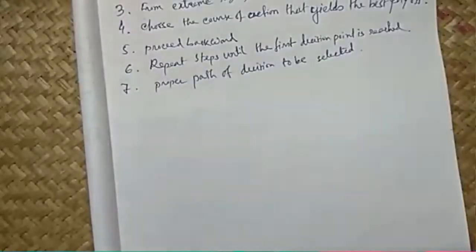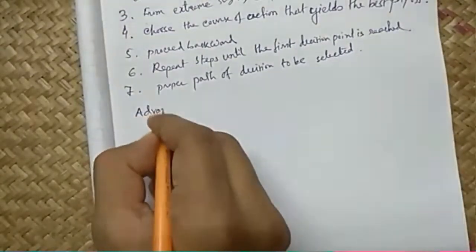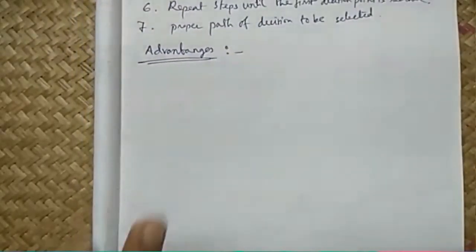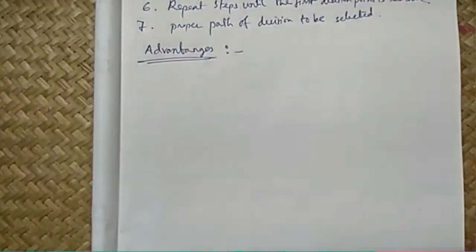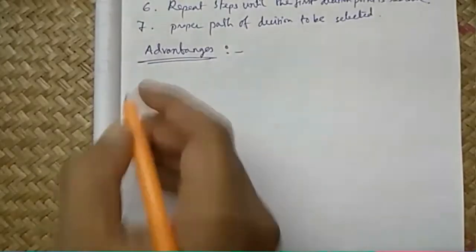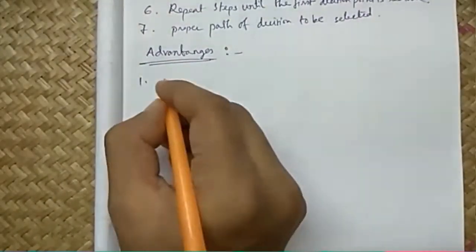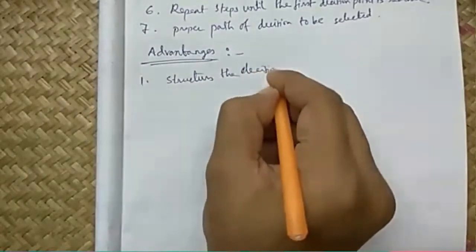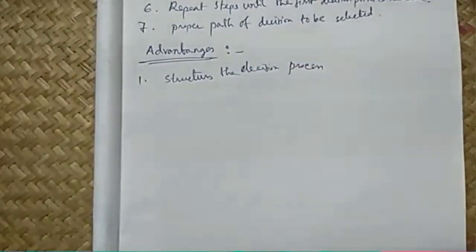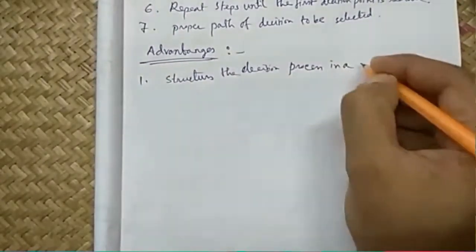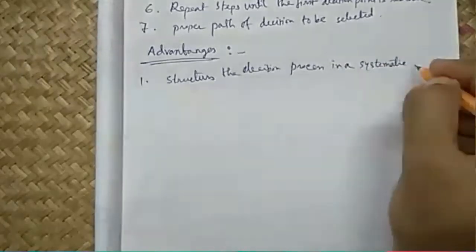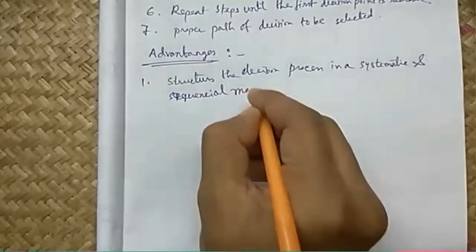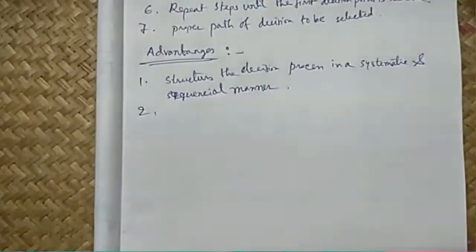So what are the advantages we learn first? Advantages of decision tree. The advantages are, it structures the decision process in a systematic and sequential manner.